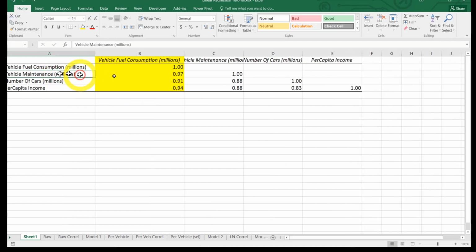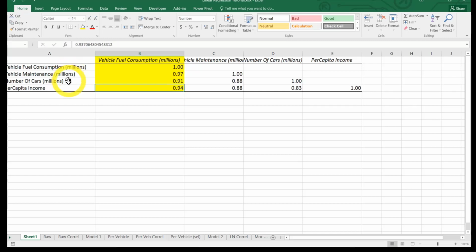So knowing vehicle maintenance will give us a good sense of what the fuel consumption is in each city. Knowing the number of cars in the city also will give us a good sense of what the fuel consumption would be. Same thing for per capita income, 0.94, which is much closer to perfection than to no relationship at all. That's a correlation coefficient.